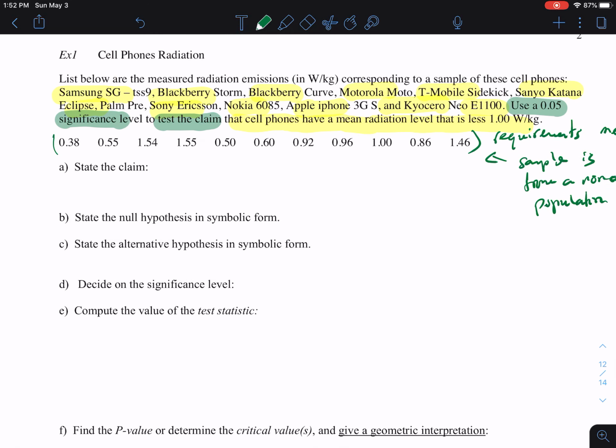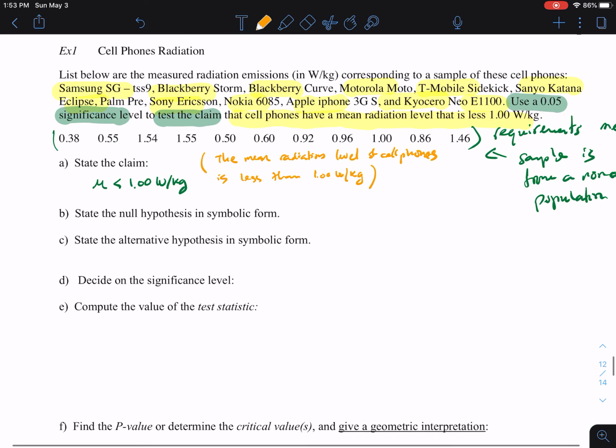So let's start with the claim. It's really clear that the claim is saying that the mean level is less than 1.0 watt per kilogram. In terms of the wording, what that means is the mean radiation level of cell phones is less than 1.0 watt per kilogram. So that's the claim.